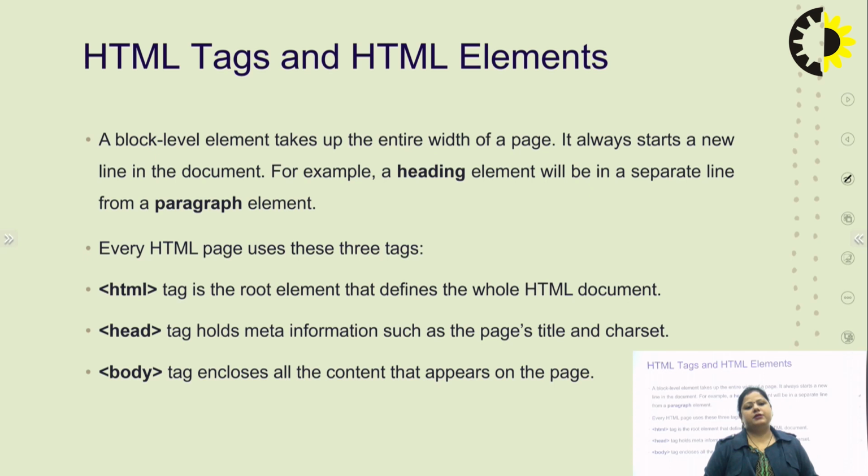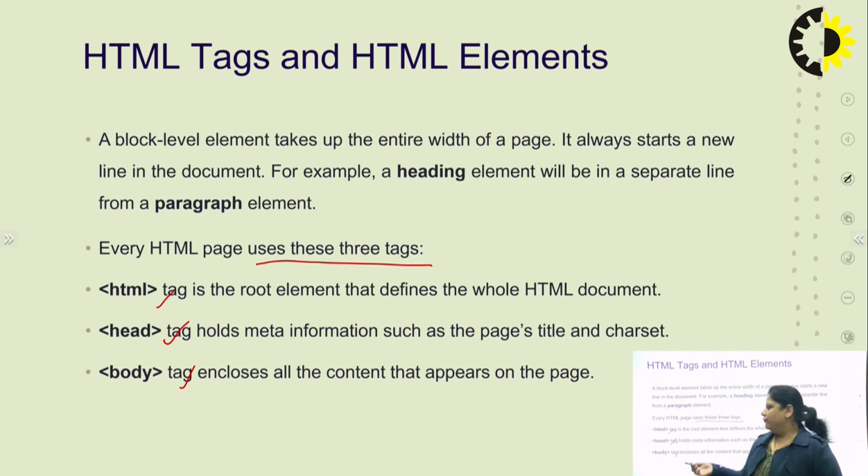HTML tags and elements. I already described what HTML tags are. A block level element takes up the entire width of a page. It always starts a new line in the document. For example, a heading element will be on a separate line, and to form a paragraph we can create a paragraph element. And in every HTML page, basically we use three tags: HTML, head and body. These three tags are mandatory for any HTML coding for any web page.